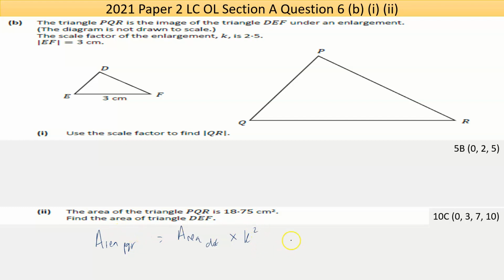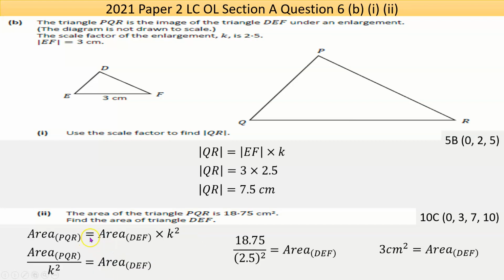So it's solvable. If I want to get rid of the K squared and leave the area of DEF, I could divide everything by K squared. That's going to cancel them. If I do so to one side, I have to do it to the other side. So once I've done that, that stuff goes away, and you're left with this sum here. The area of PQR is 18.75, and K is 2.5. Now, that's a calculation that can go into the calculator.